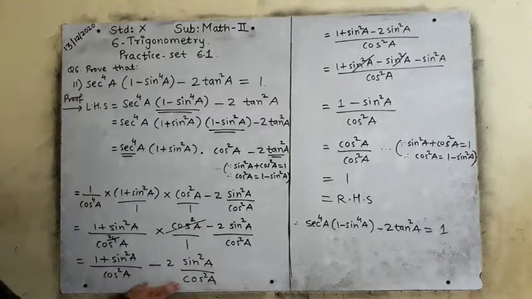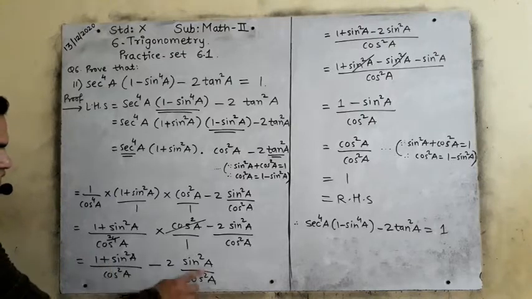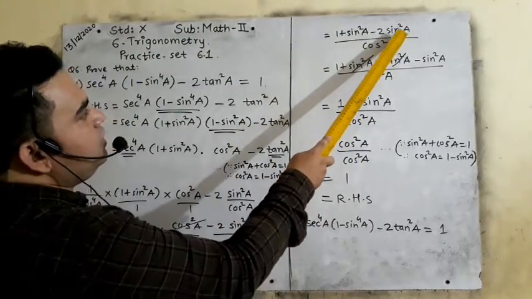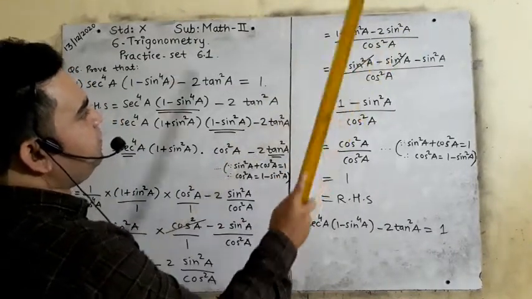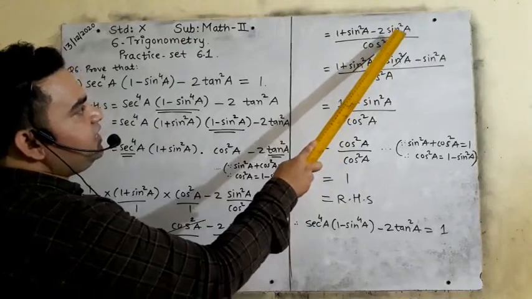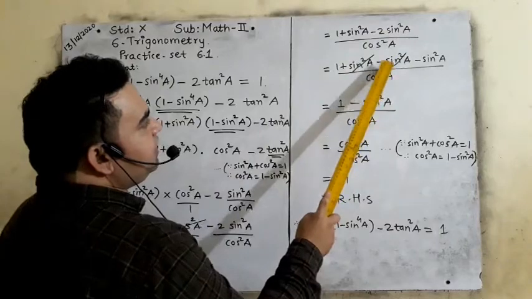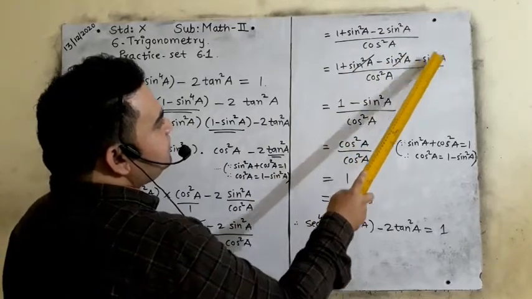Now subtraction is possible because the denominators are the same, cos square a, cos square a. We will do the subtraction over here. Look here: 1 plus sin square a minus 2 sin square a upon cos square a. Now see, I have split this, I have opened it. Minus 2 sin square a we can write as minus sin square a minus sin square a.